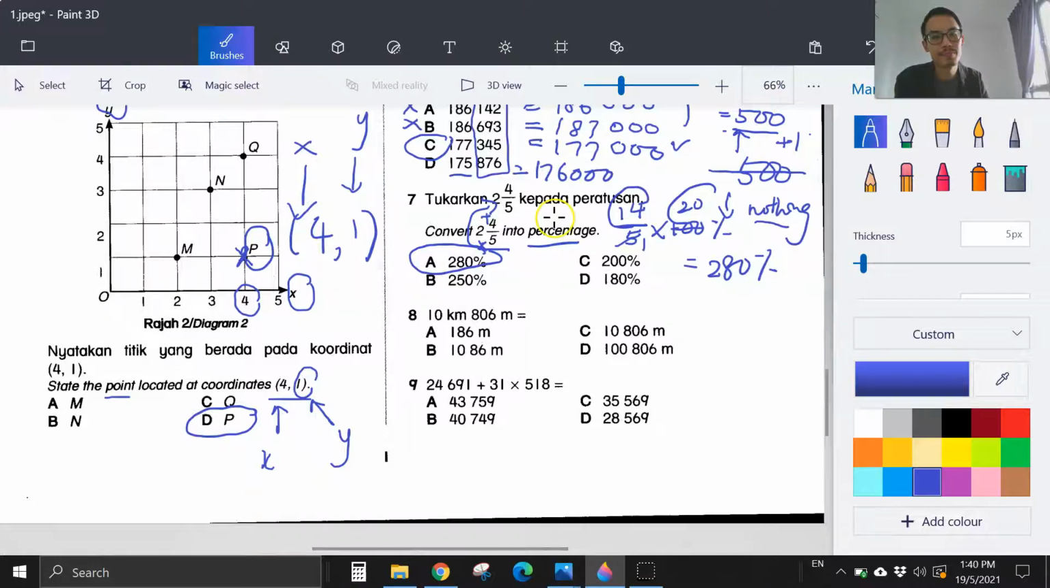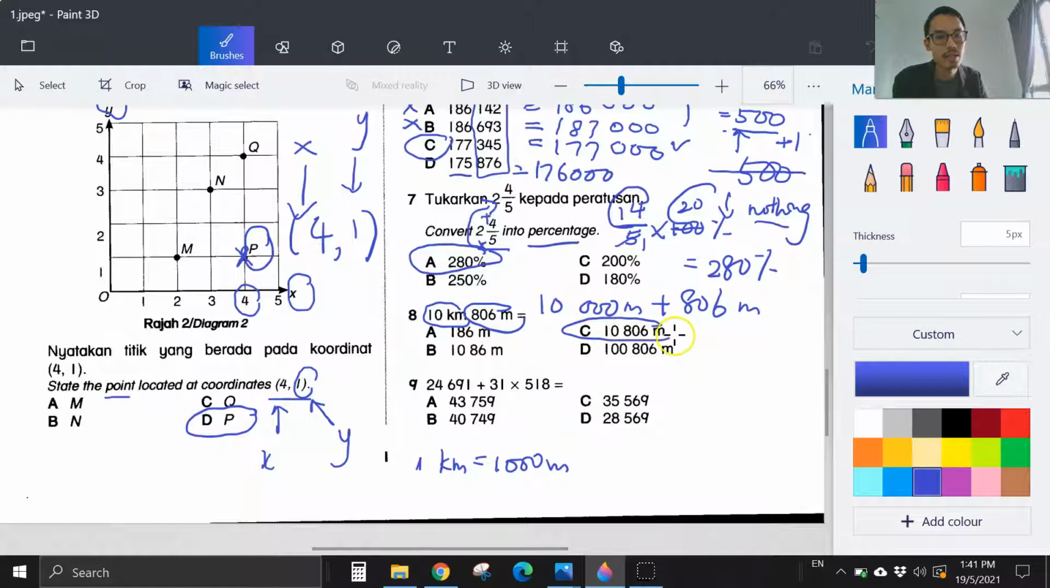Number 8, 10 km, 806 meters. So 1 km equals 1000 meters. So 10 km is 10,000 meters. And then you have to plus 806 meters. So your answer is 10,806 meters.